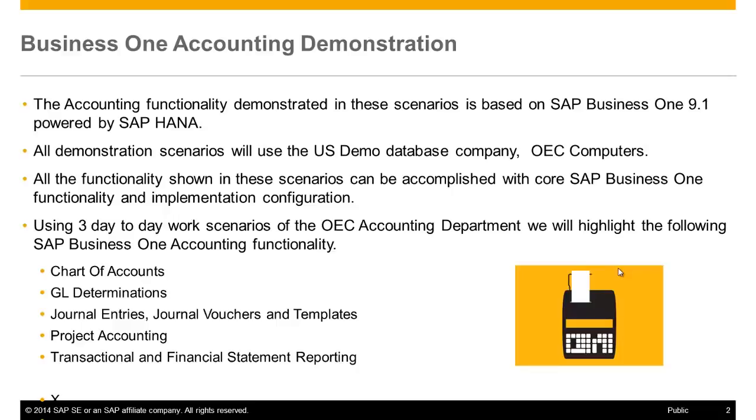to run the business. The following demonstration scenarios will touch upon the following accounting functionality: chart of accounts, GL determinations, journal entries, journal vouchers, and journal entry templates, project accounting, transactional and financial statement reporting, and HANA financial analytics, dashboards, and KPIs.